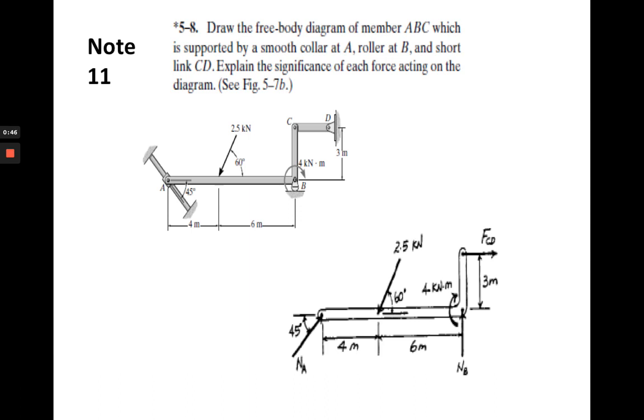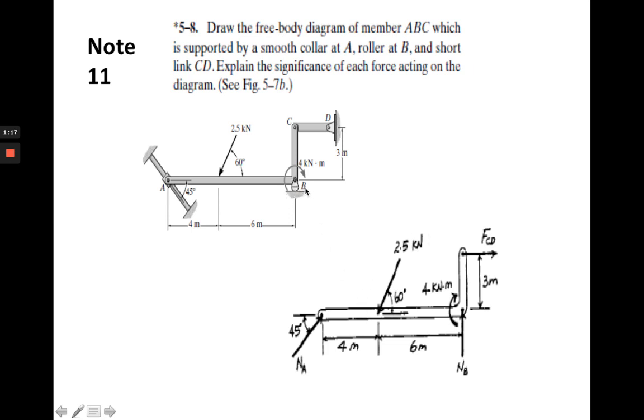From this figure you can clearly see in point A, it's actually the smooth collar. So point A means this is freely move here but cannot move here, right? So you can draw one and label it FA, no problem. So what is the angle? Here is 45, here means 45 also, you just label it. These are the external forces, you just remain it.